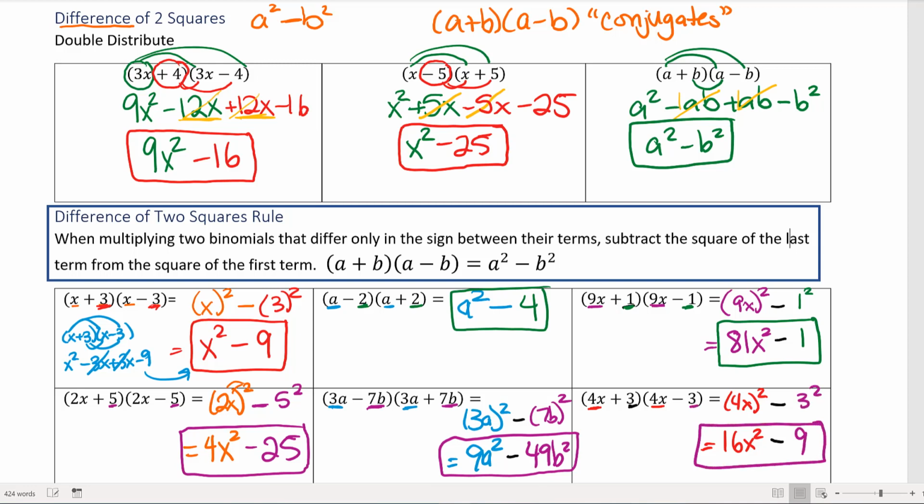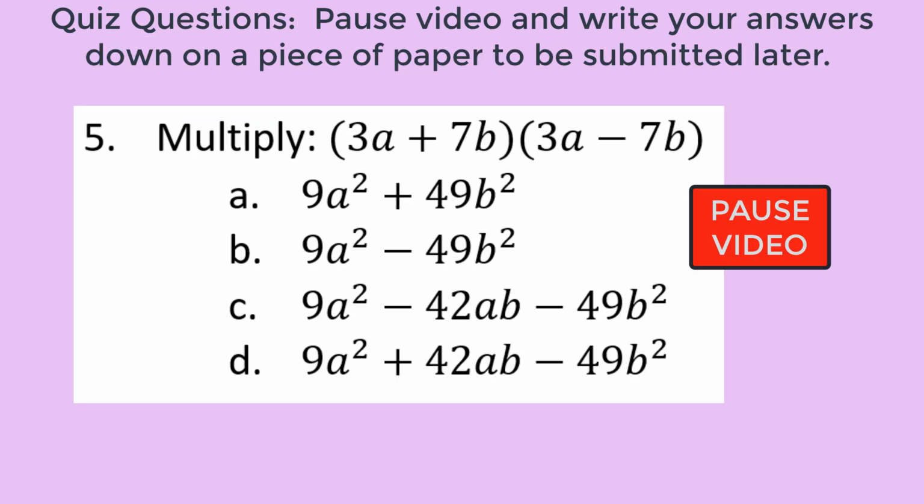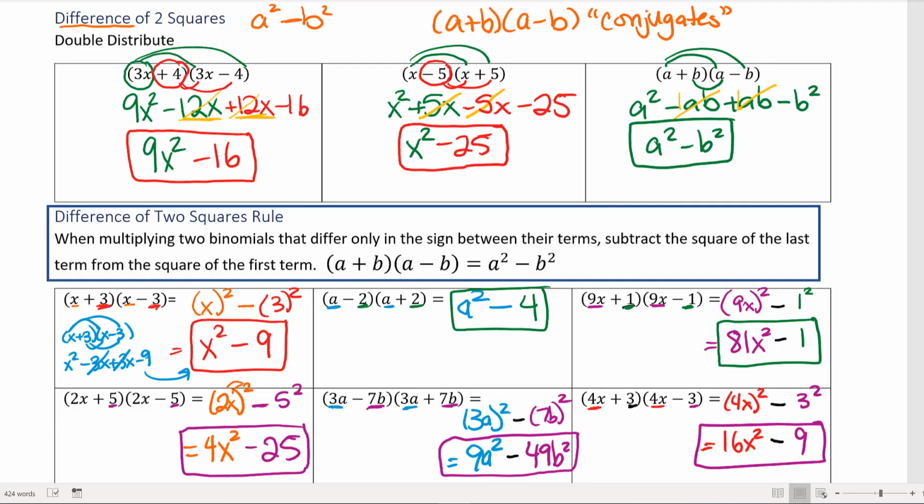Notice that each one of these numbers is a perfect square. 4, 25, 9, 49, 16. These are all perfect squares, which follows the rule difference of two squares. And this concludes our lesson on special products.